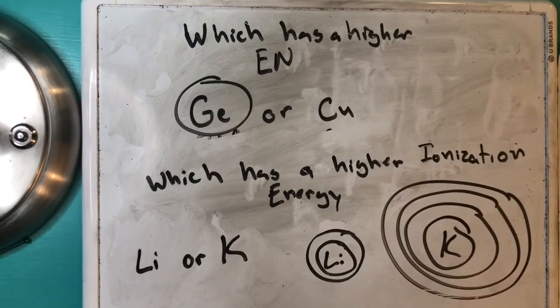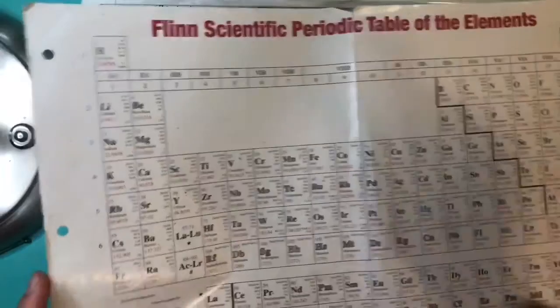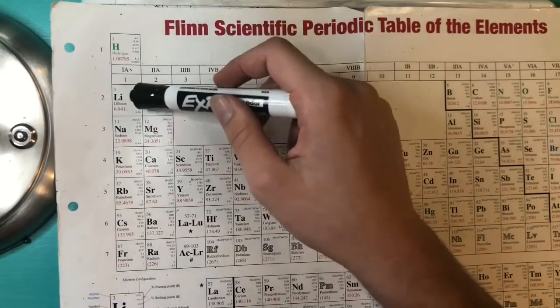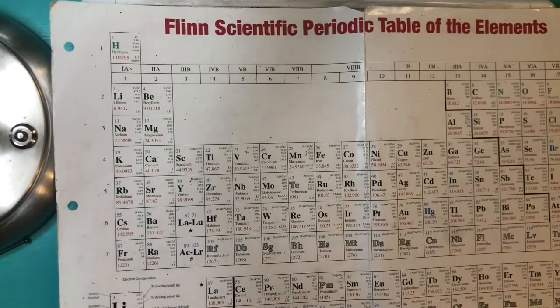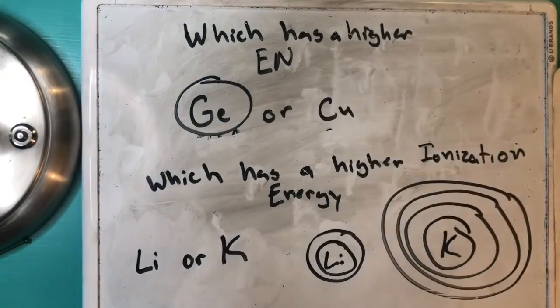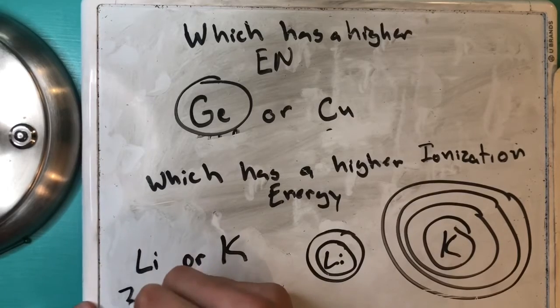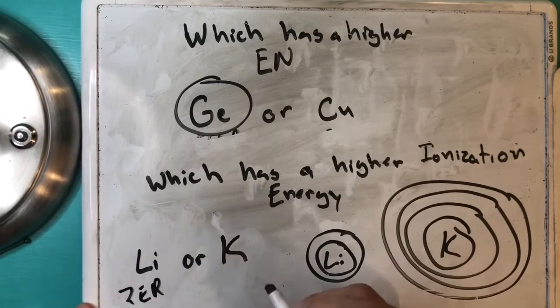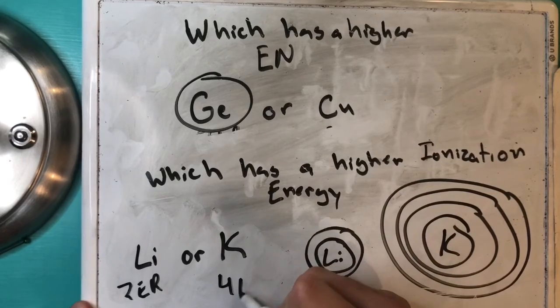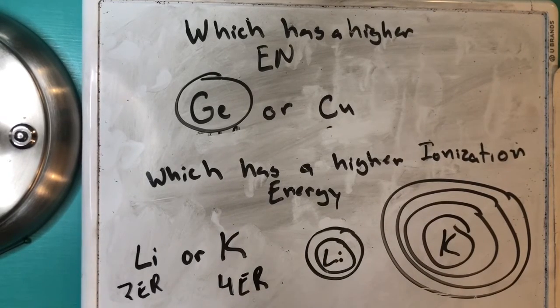So for the next one, it says, which has a higher ionization energy, lithium or potassium? As with every other single one in periodic trends, you must look at the periodic table first. So lithium is here, right there, and potassium is there. So they're in the same column, but a different row, which means that their electron rings are different, and that's what I've drawn out right here. So lithium has 2 electron rings, as seen in the diagram, and potassium has 4. So this is going to play a big key into the difference in ionization energy.